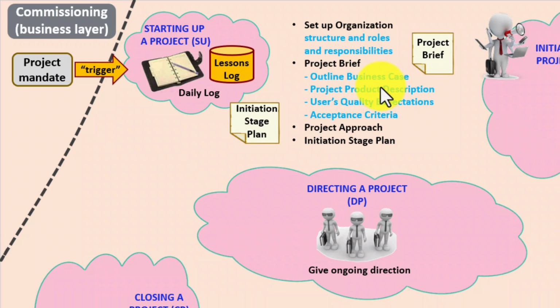Inside the project brief, there's another important document, and that's the project product description. Now this, as you would imagine, describes the end product from the project. So if you're delivering a new computer system, this describes it. If it's a new building, this describes it. But importantly, within the project product description, it'll have two important sets of metrics.